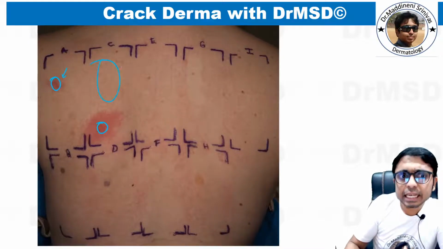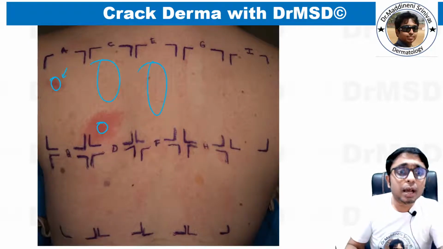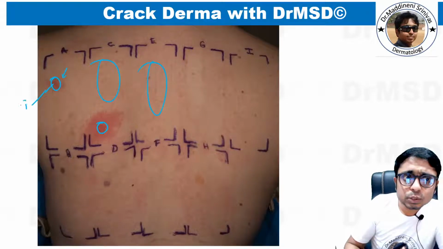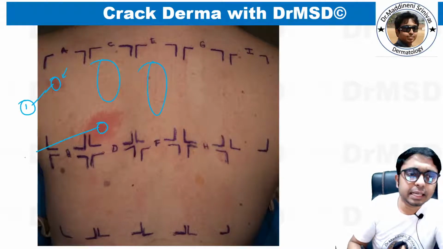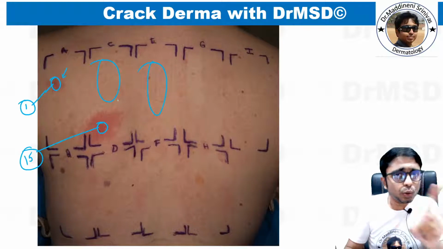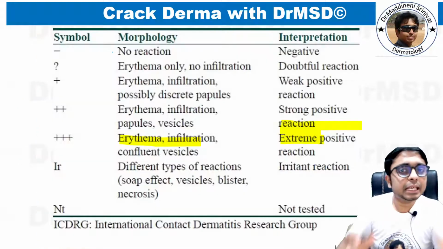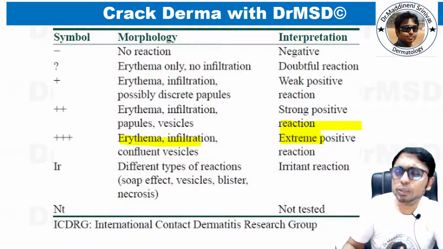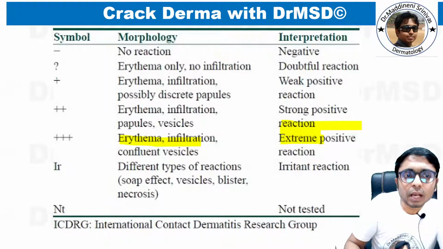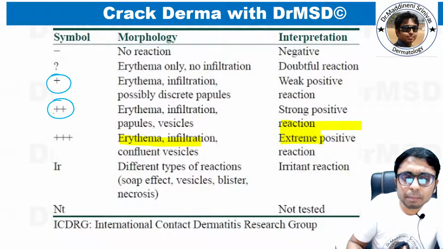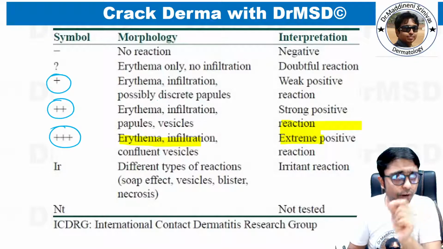As you can see, in other areas the skin is absolutely normal, but let us say for example this is 1 and this is let's say number 15. So these two are showing some reaction, and the reaction is graded. So these gradings are not very important for you. Basically plus, double plus and triple plus, so we are going to grade this like this.